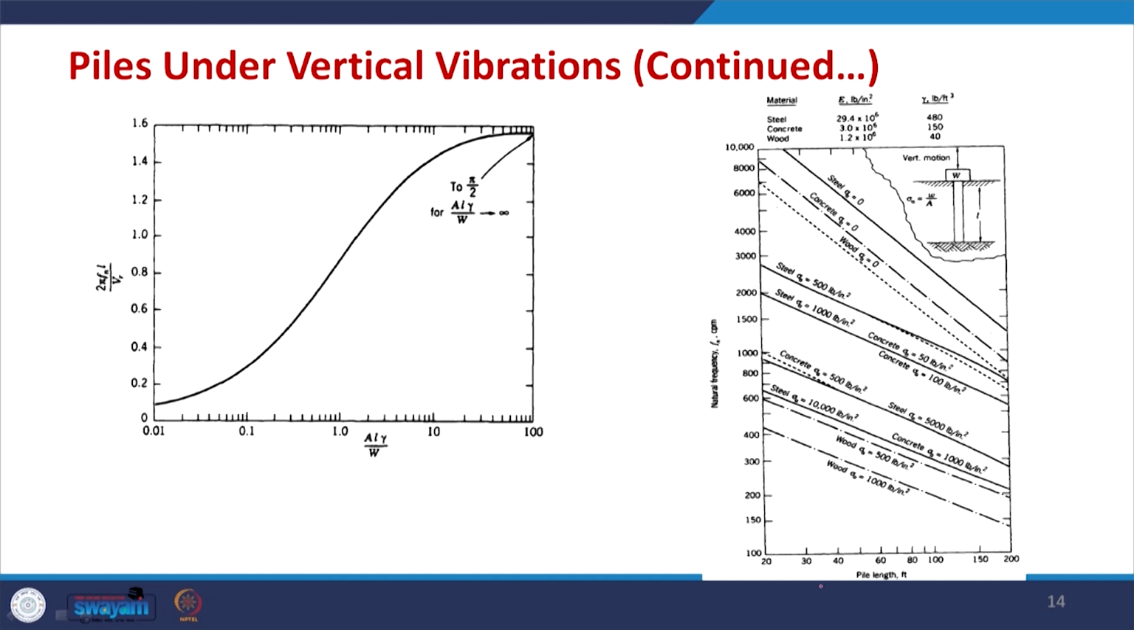Here you can see that both the x axis as well as the y axis are on the log scale, and you have a number of curves depending on the different material: steel, concrete, and wood. With that you can find the natural frequency of the system given the pile length and other parameters. So, select the pile length, select your material, and the actual stress sigma A, and accordingly you can find the value of natural frequency directly from this chart.